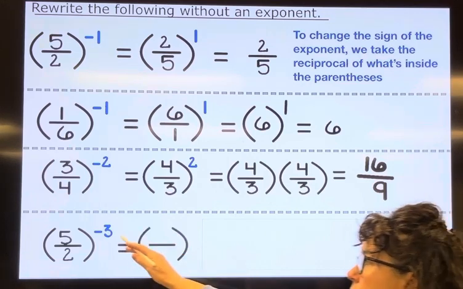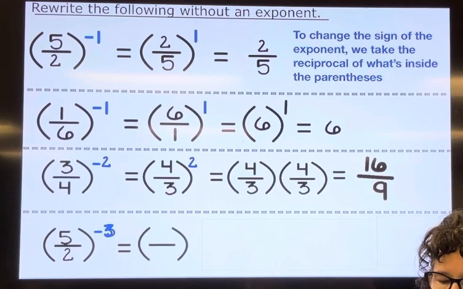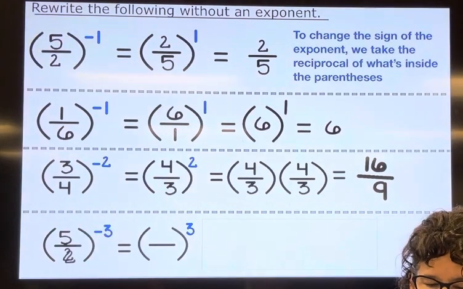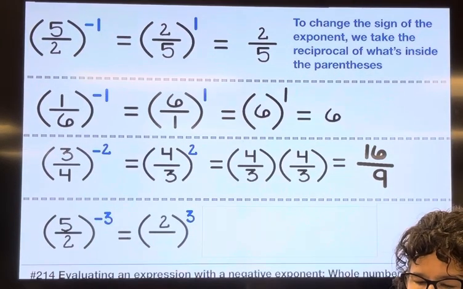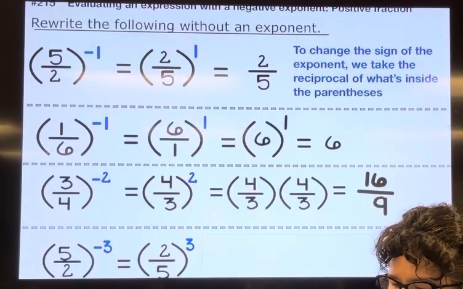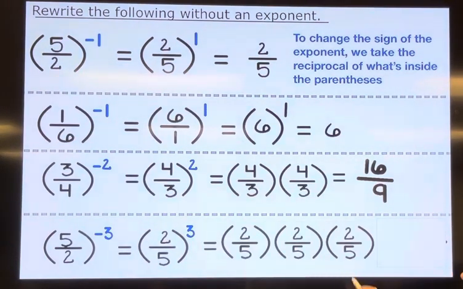Okay, one last example here on this kind. Okay, I want to make this a positive exponent. So I'm going to turn that into a positive 3, and I can accomplish that by taking the reciprocal of what's inside. So I've got 2, move to the numerator, 5 to the denominator.